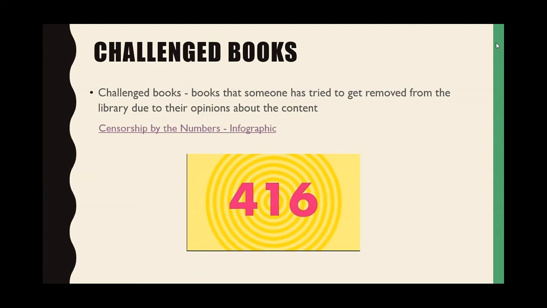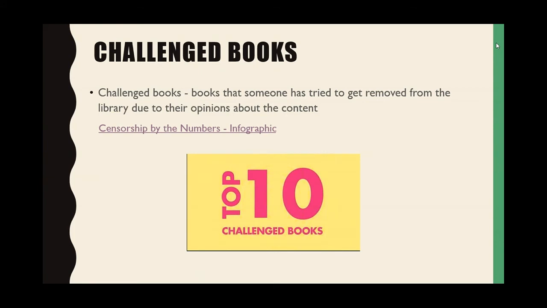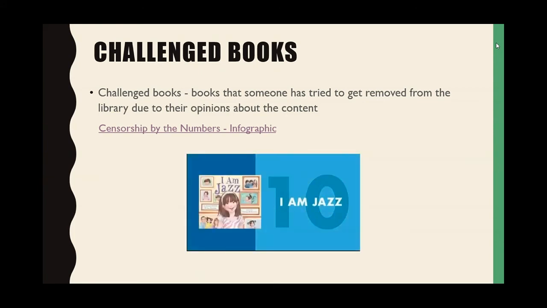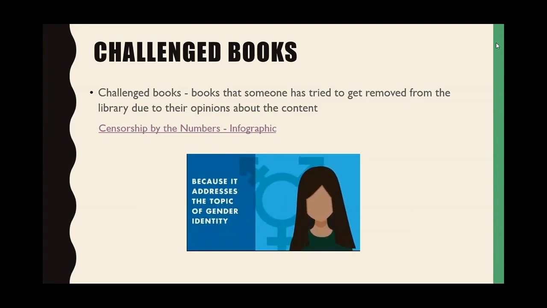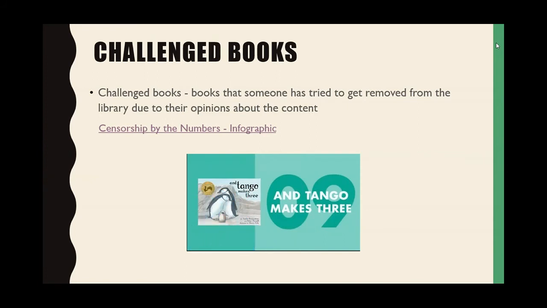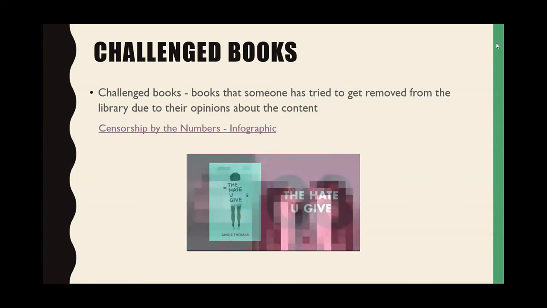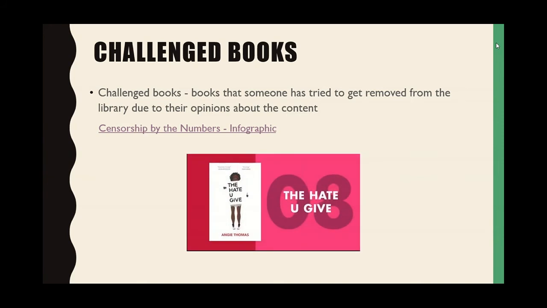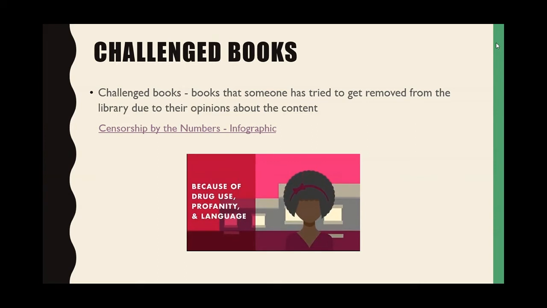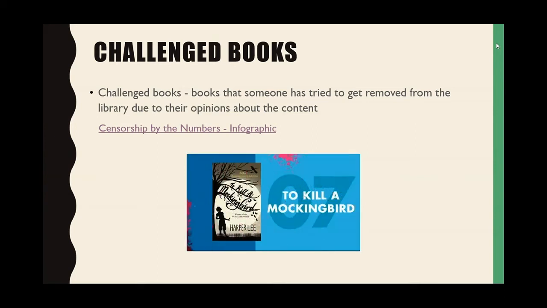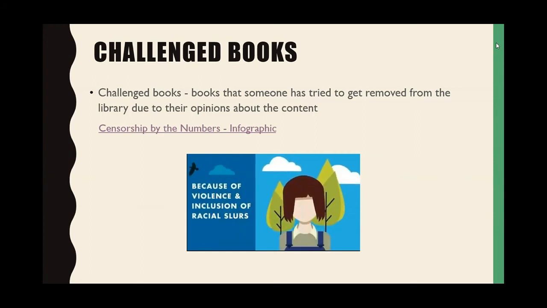Of the 416 books that were challenged or banned in 2017, here are the top 10 most challenged. Number 10, I Am Jazz, written by Jessica Herthel and Jazz Jennings, and illustrated by Shelagh McNicholas, because it addresses the topic of gender identity. Number 9, And Tango Makes Three, written by Peter Parnell and Justin Richardson, and illustrated by Henry Cole, because it features a same-sex relationship. Number 8, The Hate U Give, by Angie Thomas, because it includes drug use, profanity, and offensive language. Number 7, To Kill a Mockingbird, by Harper Lee, because of violence and its inclusion of racial slurs.